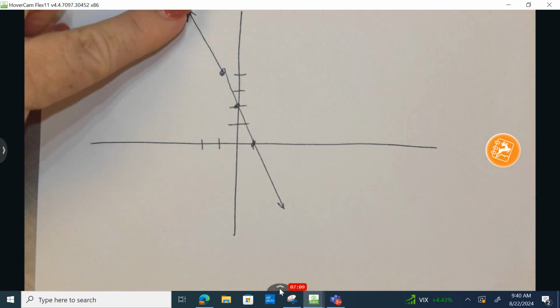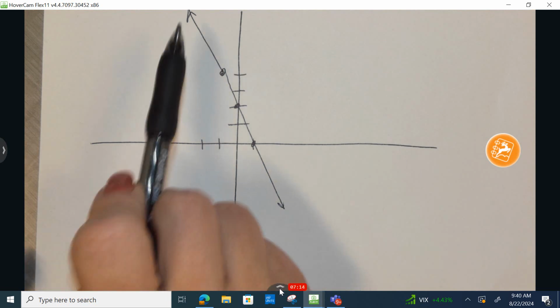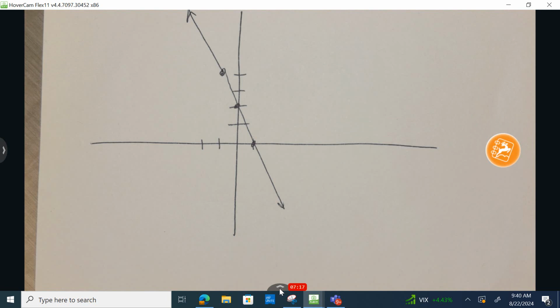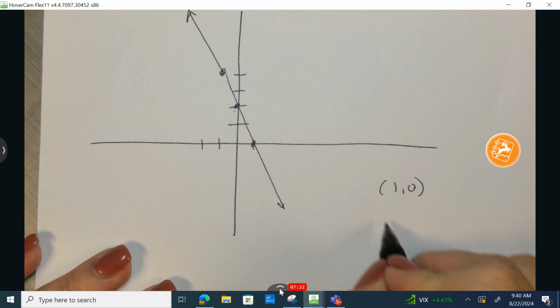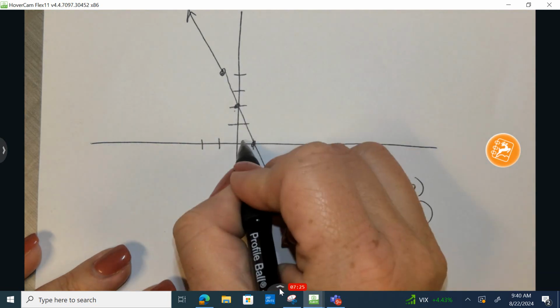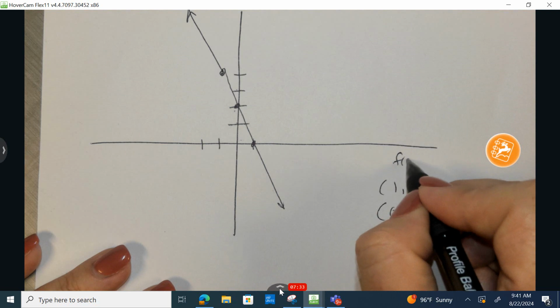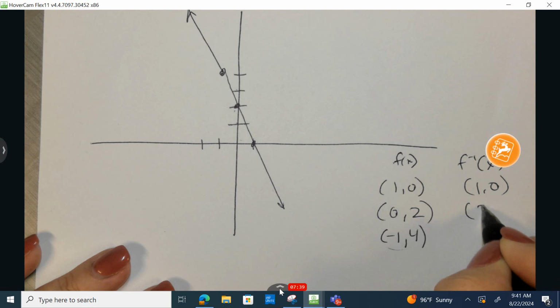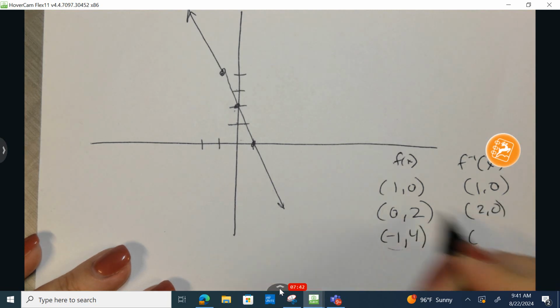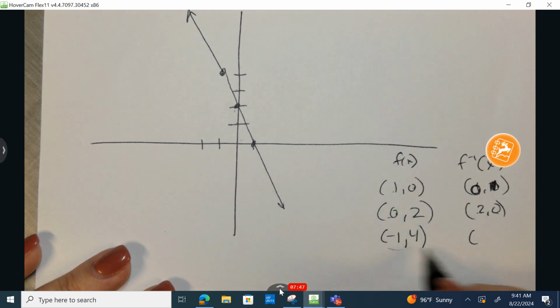Lastly, if I asked you to accurately graph this line, what are you going to do? Well, this is the line, but I want you to accurately graph the inverse. So first I'm going to write this down. This is the ordered pair 1, 0. This is the ordered pair 0, 2. And this is the ordered pair negative 1, 4. So this belongs to this function. We'll call that f of x. Now the inverse, I'm just going to swap them. 0, 1. 2, 0. And 4, negative 1.